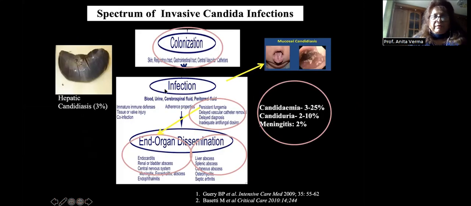The most important result is candidemia, and the spectrum of disease can vary from mucosal candidiasis to disseminated disease. Dissemination usually happens when the patient has persistent fungemia because of inadequate antifungal therapy or antifungal doses, delayed diagnosis, or delay in removing the vascular catheters. And sometimes a rare complication is hepatic candidiasis.